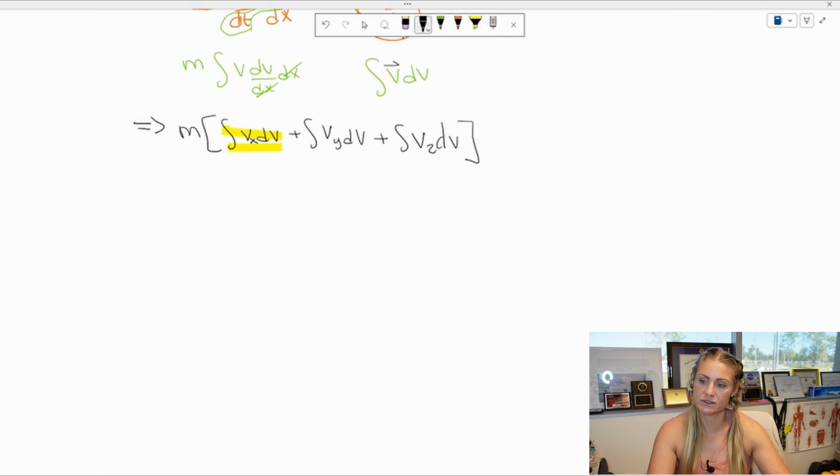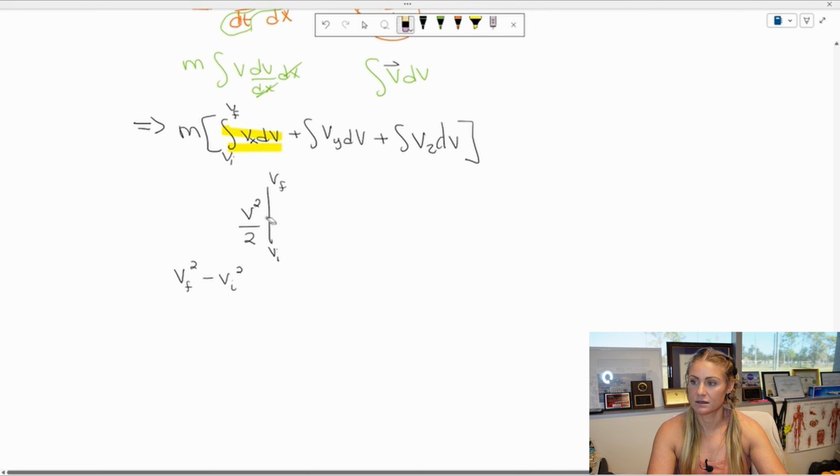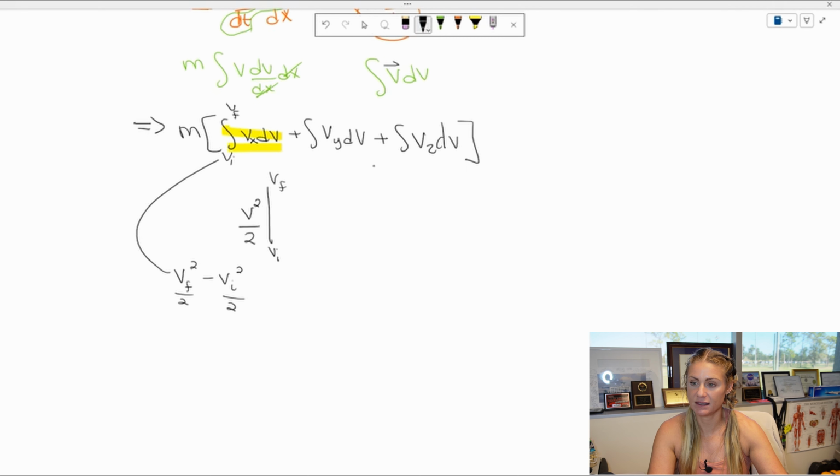Okay, looking again at this first component, why don't we just go ahead and take the integral? This integral is going from v initial to v final. What's the integral of v dv? It's v squared over 2, evaluated from v initial to v final. If I plug this in, I'm going to get v final squared minus v initial squared, divided by 2. Each one is divided by 2, like that. Okay, so why don't I then plug this back in for each one?